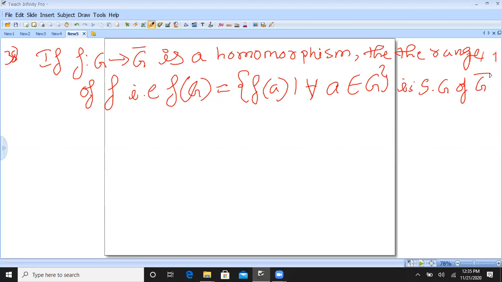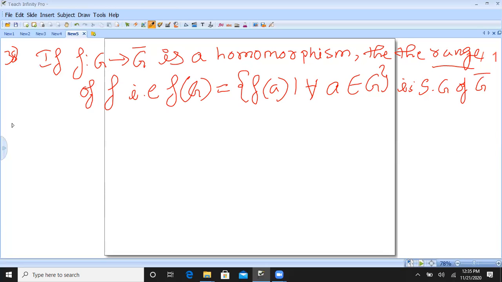then the range. Range means the set of image elements, like 1 2 3 4 5 6 7; we call this the range. This is called range. So this is our range. Okay, the range of f, that is f of G equal to f of a for all a belongs to G, is a subgroup of G bar, he says. Okay, so let us see the next property.